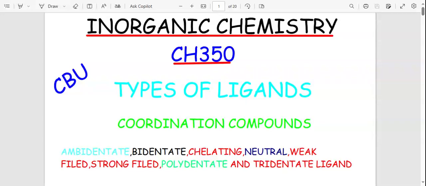We'll go through types of ligands, and we'll talk about ambidentate ligand, bidentate ligand, chelating ligand, neutral ligand, weak field ligand, strong field ligand, polydentate ligand, and tridentate ligand. So we'll go through all these types of ligands with examples. All right, okay, so that is it.